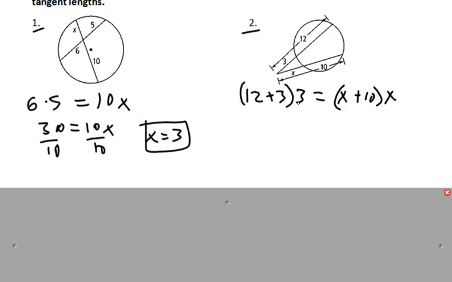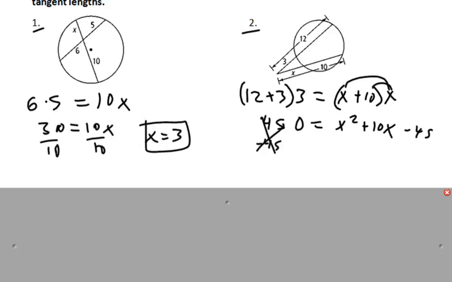This is just 15, and 15 times 3 would get you 45. So 45 is equal to, distribute, x squared plus 10x. Uh-oh. We have a quadratic, so I'm going to subtract 45 from both sides. So now 0 equals that. And now we can use the quadratic formula. We can do the factoring method, if that works, which it might.